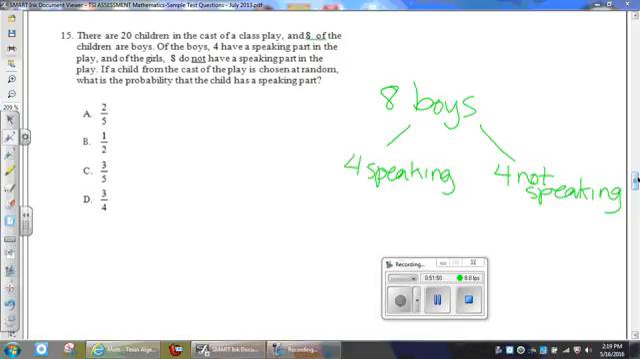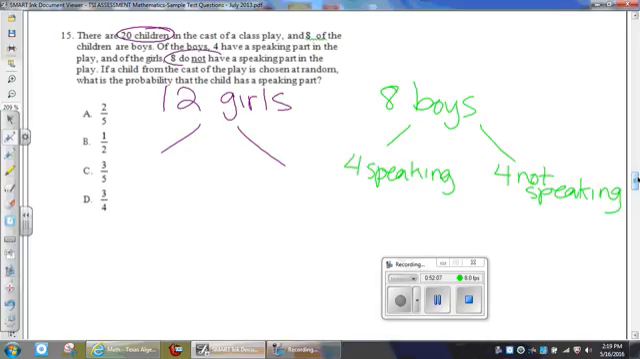So let's think about this. How many total students are participating in the play? 20. And if we have 8 boys, how many girls will we have? 12. And out of those 12 girls, 8 do not have a speaking part. So 4 have a speaking part. Okay, so 4 speaking, 8 not speaking.